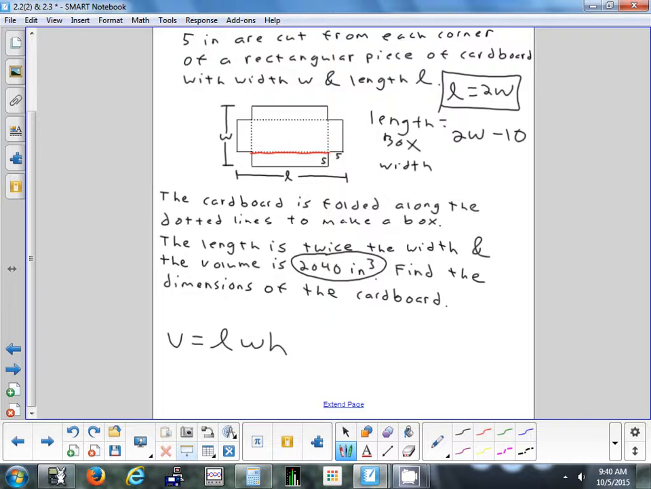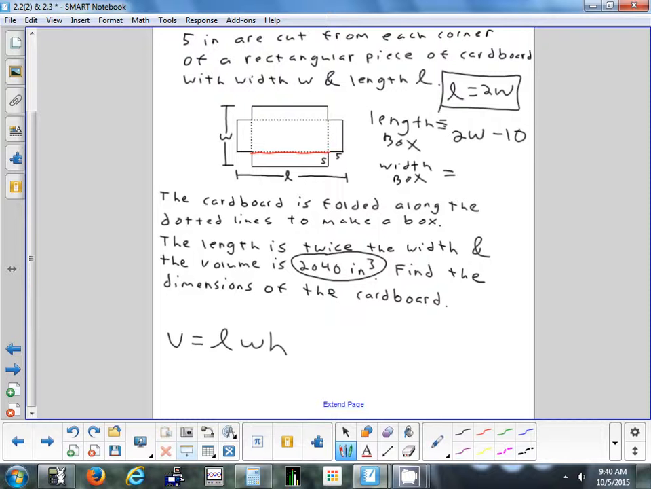And how about the width of your box? It's almost the same idea. What is it? Remember, length is twice, so we're going to use width. We're going to use the W, because that's what they said to use. Length is twice the width.